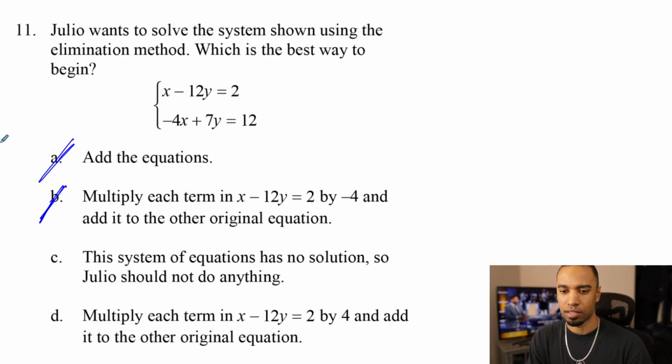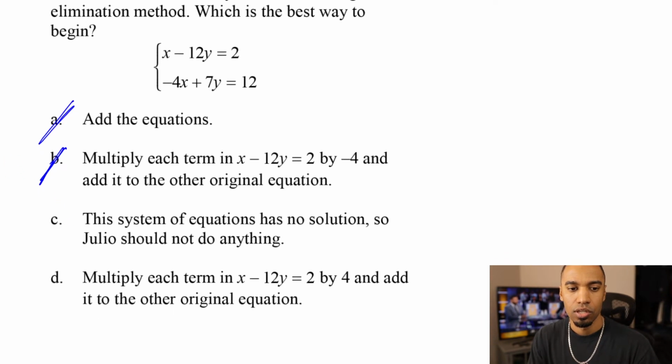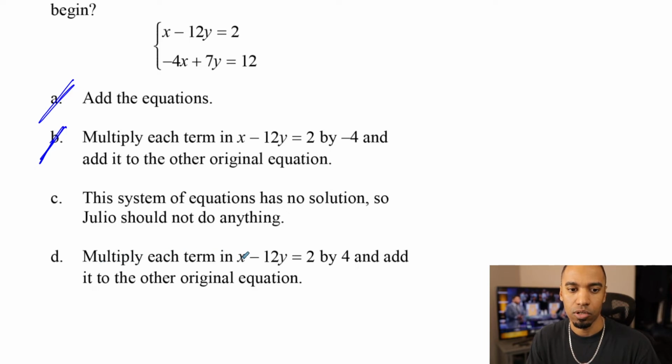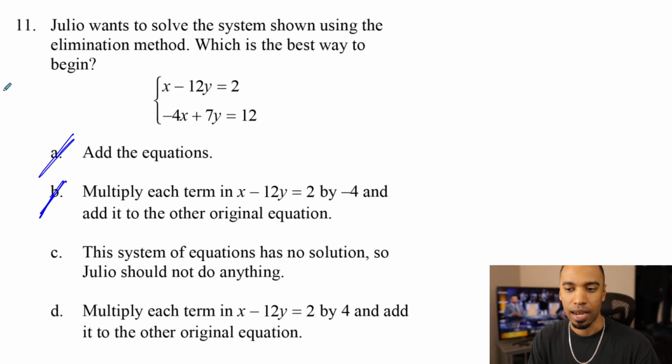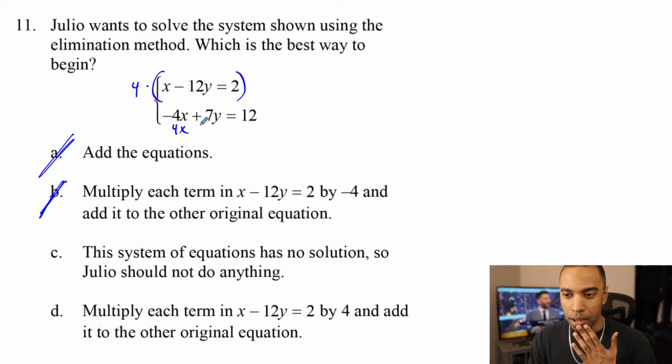Let's talk about D and see if this can help bring us to that talk and what it looks like when you do have no solution, if that actually occurs. So D, let's try this option. Multiply each term in x minus 12y equals 2 by 4 and add it to the original equation. So this one actually might pan out better because now I have a positive 4x, which looks like I can actually cancel my x's here. Looks like D is a pretty viable option right now. But we'll talk a little bit more about part C as well.